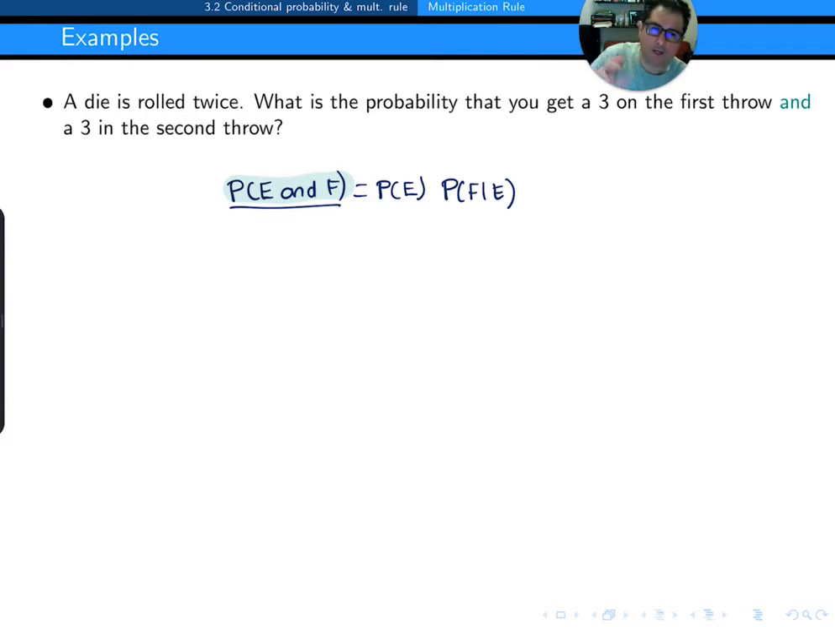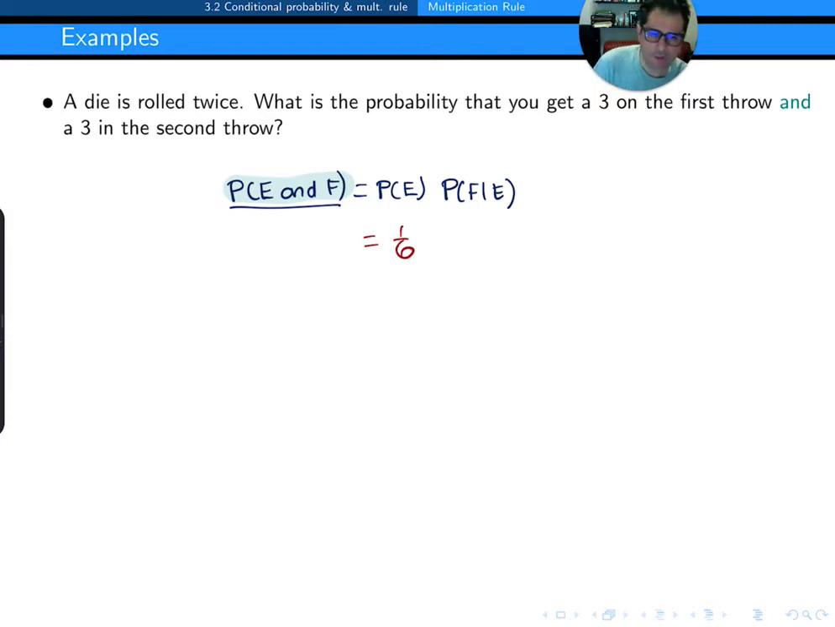Now, what is the probability that I got a 3 on the first throw of rolling a die? Well, this is clearly 1/6, the probability that I get one number out of 6, and all of them are equally likely. Now, the probability of the second part is the probability of the second throw being a 3, knowing that the first throw is a 3.